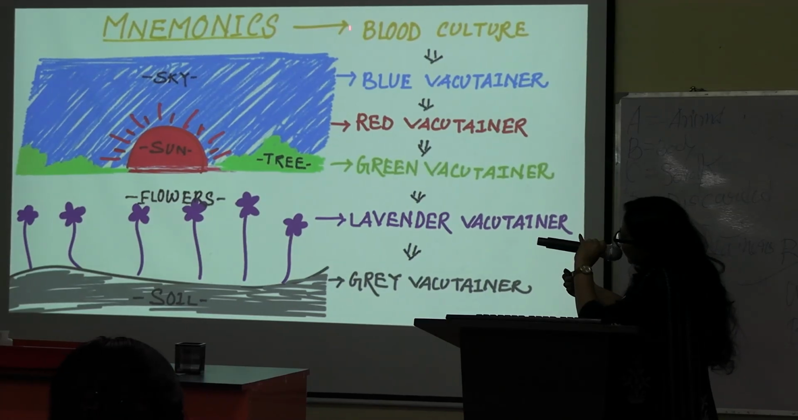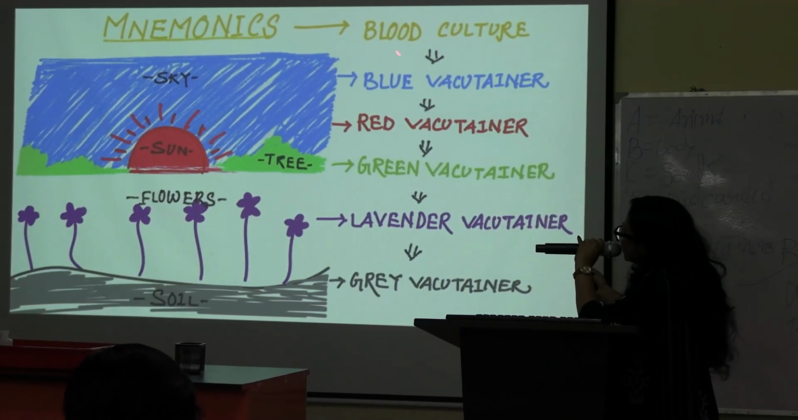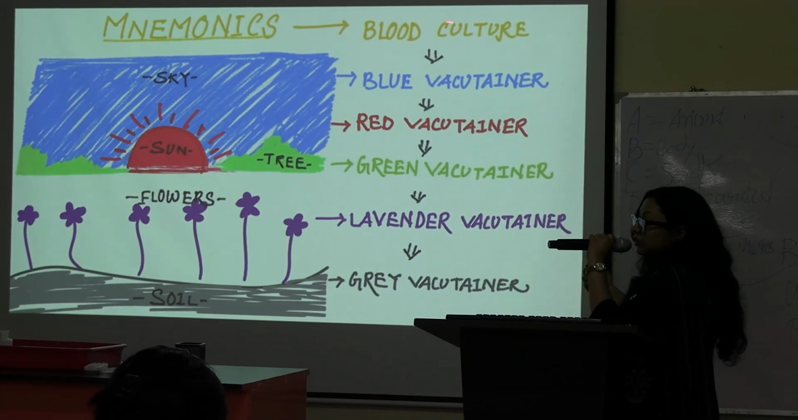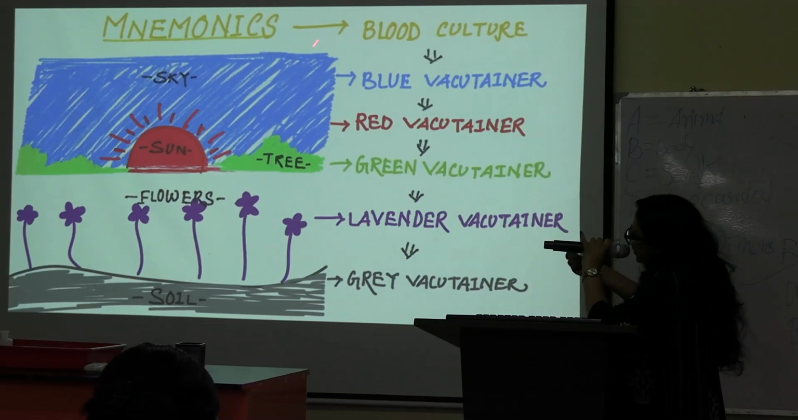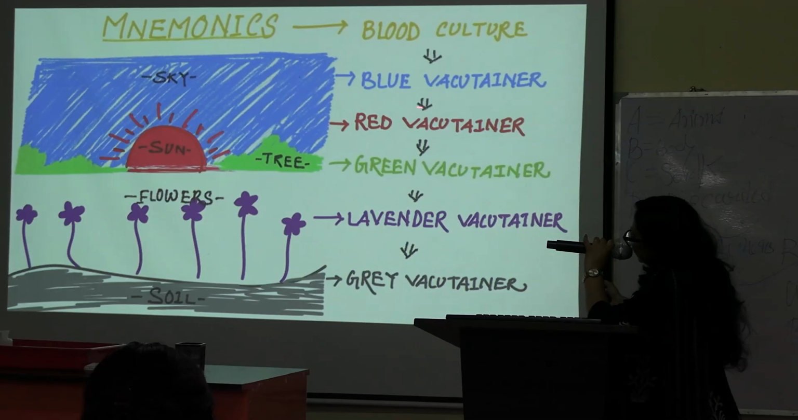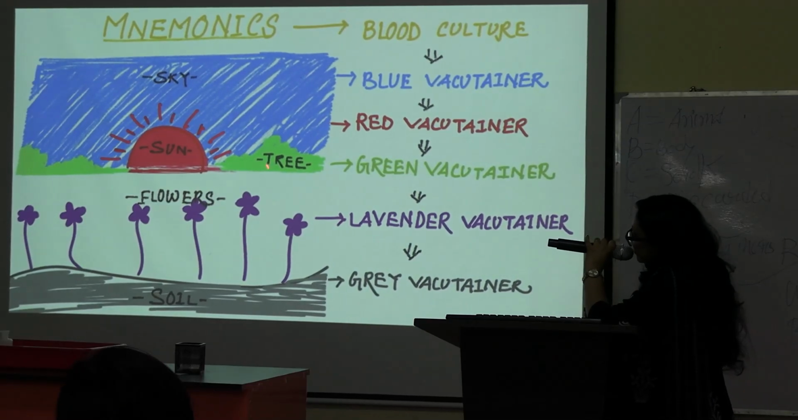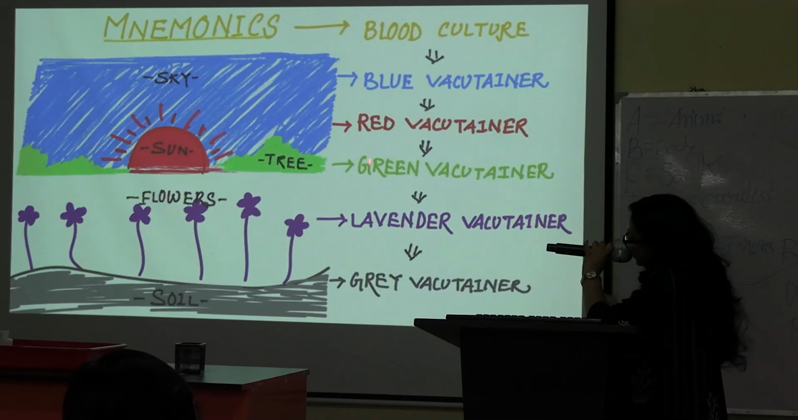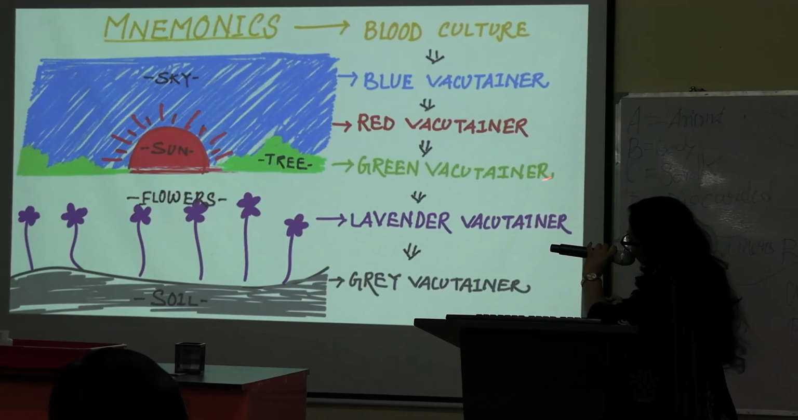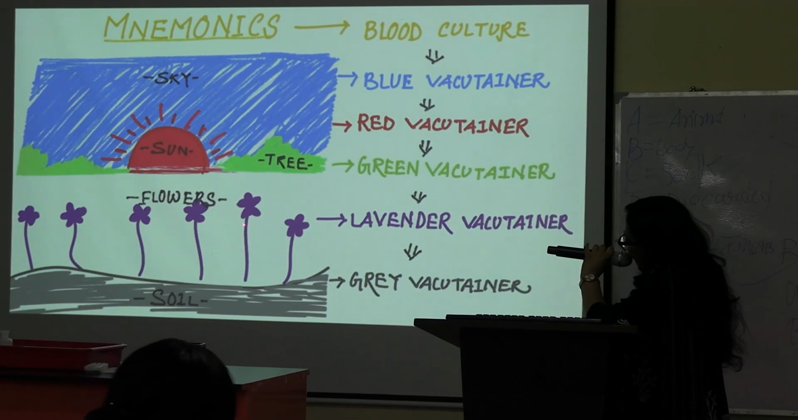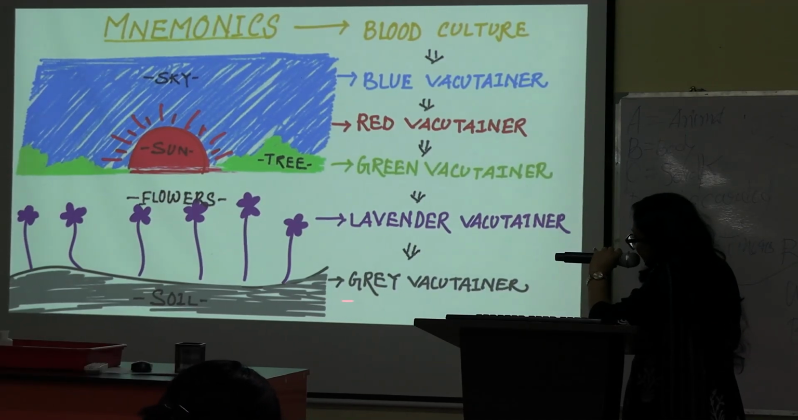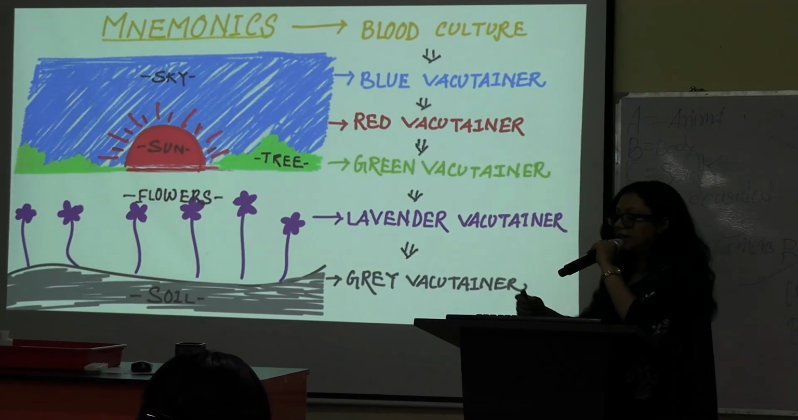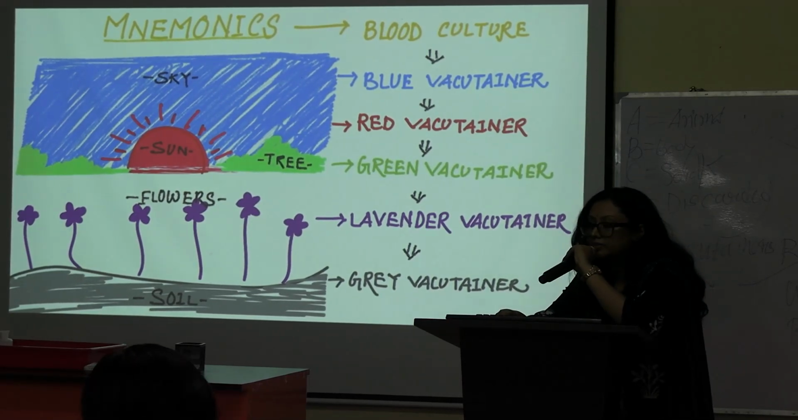Okay, so what you have to remember? The first one in the order of draw is for blood culture, which is yellow. You just have to remember this thing, the first one is blood culture and yellow, and you remember this sequence. Okay, so blue sky signifies what? Blue Vacutainer. The red sun, it signifies what? Red Vacutainer. The tree signifies green Vacutainer, and this flower garden signifies lavender Vacutainer, and this is the soil which is grey color, which signifies grey Vacutainer. Is it clear? Is the diagram or the mnemonic clear?